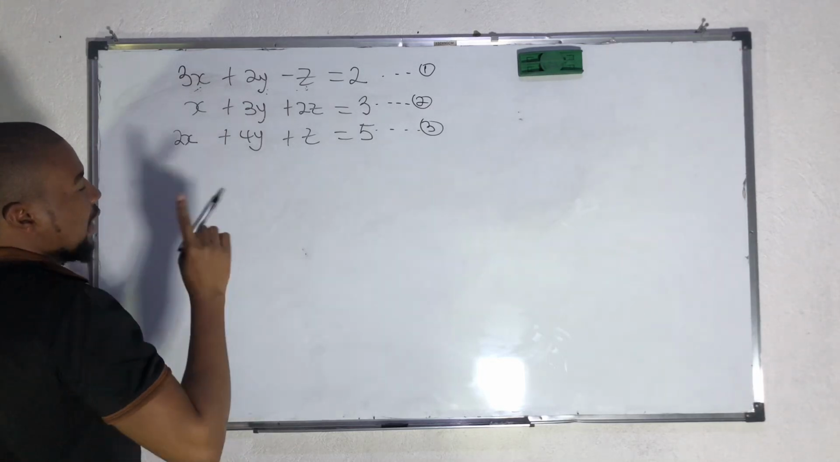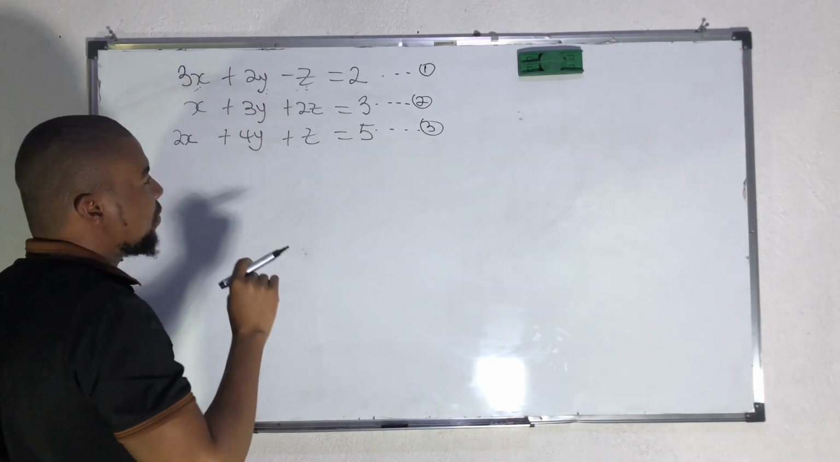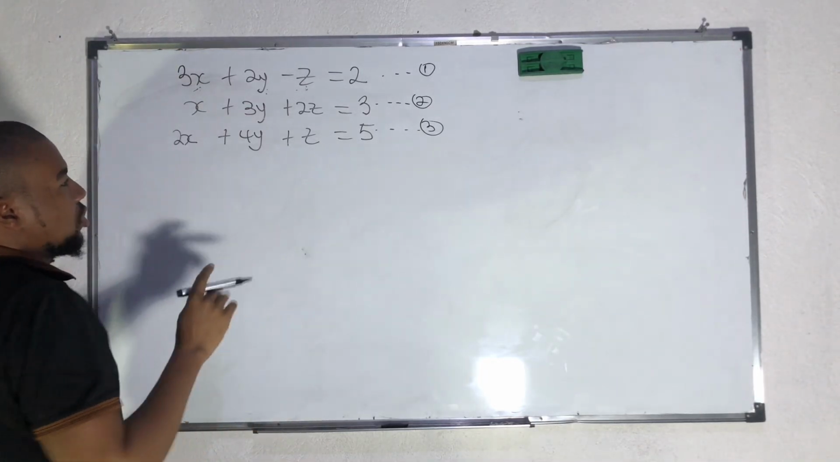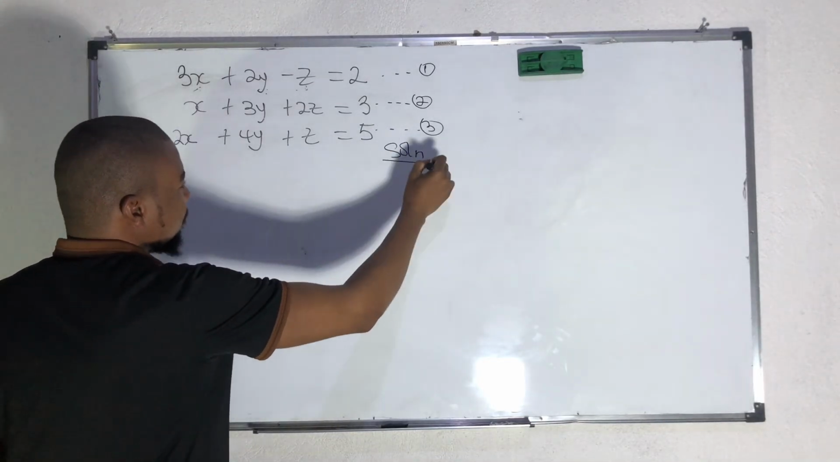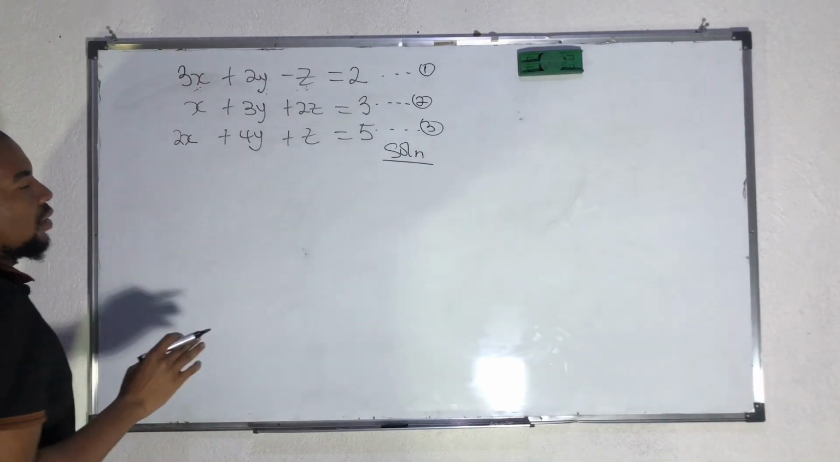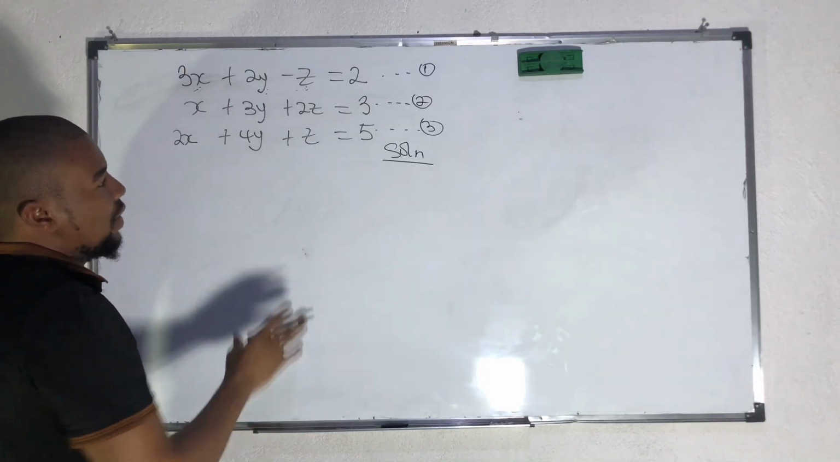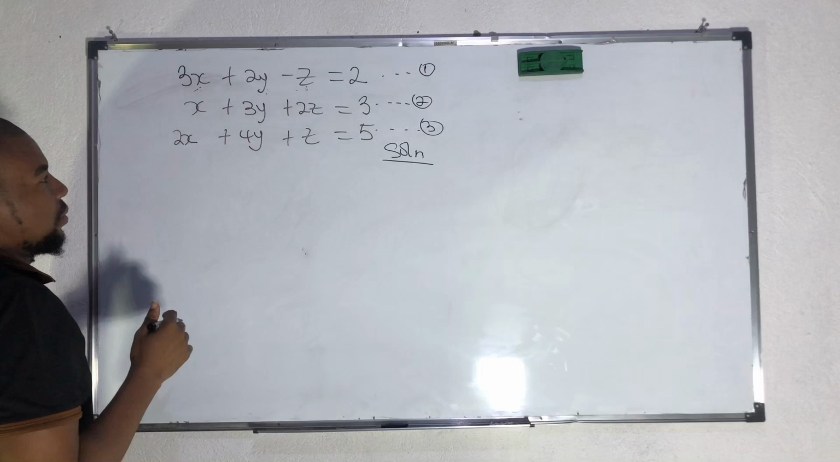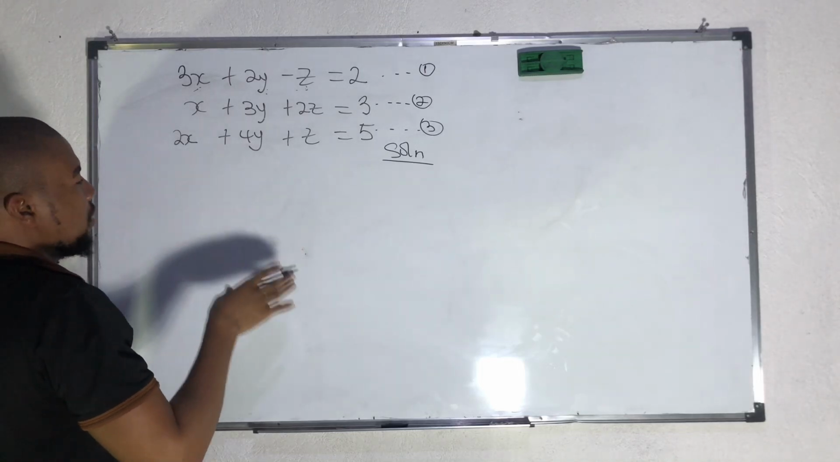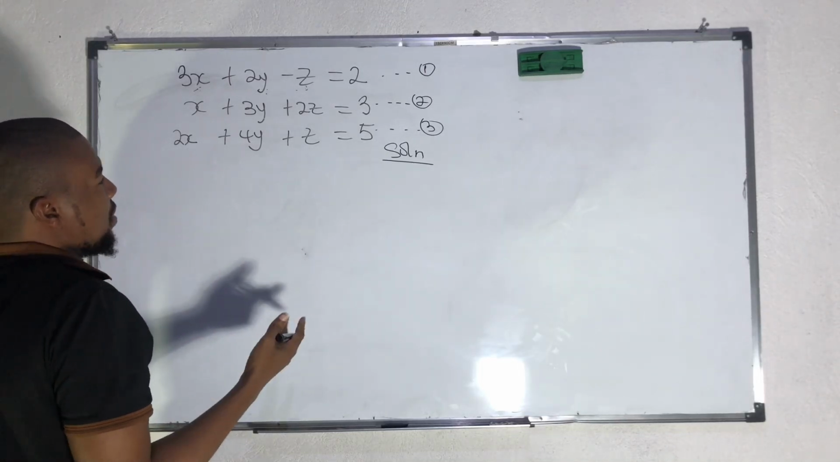How do we do that? Like I said, identify the variable that you're going to make the subject of the formula. So I'm going to write my solution. My advice to you whenever you're doing this is to always choose the easiest variable to make the subject of the formula. What do I mean by that?